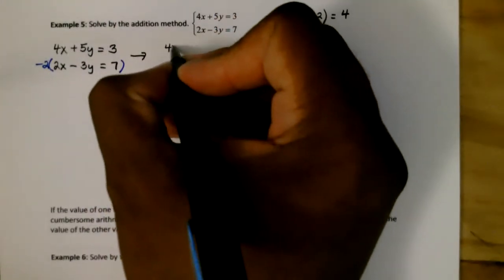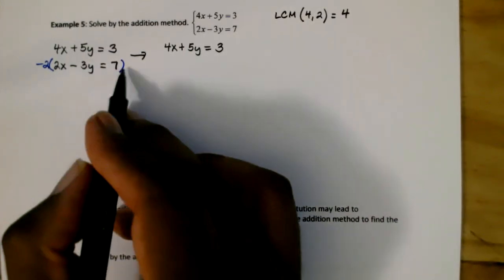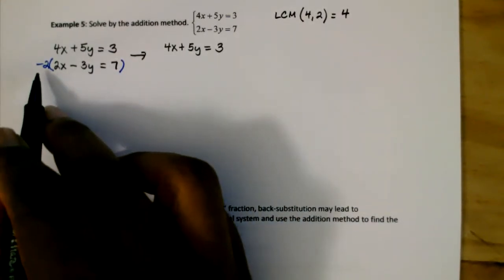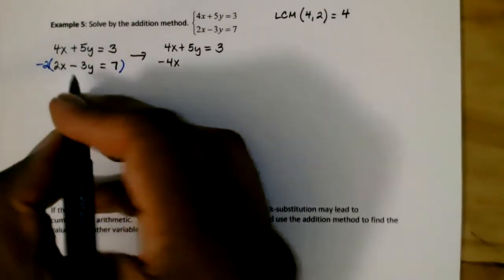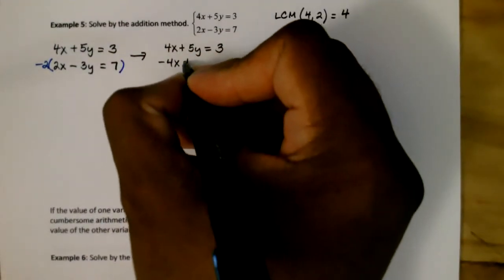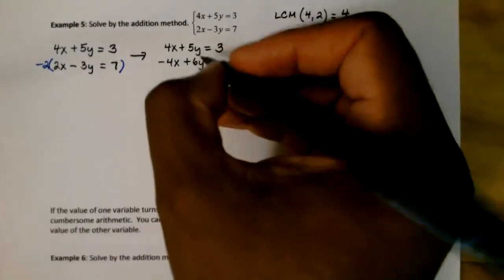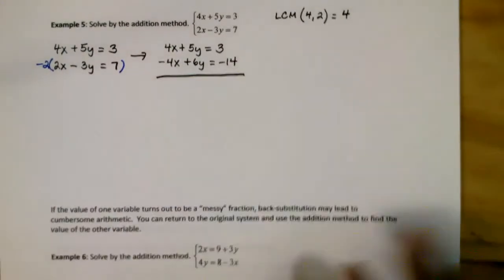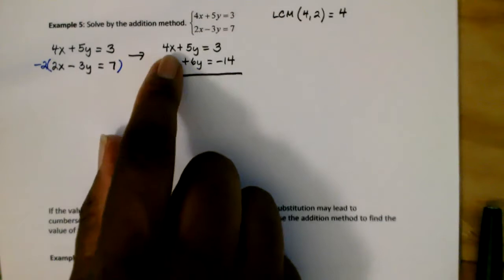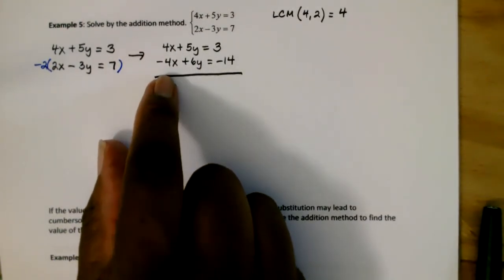I'm going to bring over the 4x plus 5y equals 3. But when I multiply all the way through by -2, this is what I have. -2 times 2x will be -4x. -2 times the minus 3y would be a plus 6y. And that's equal to -2 times 7 would be -14. Notice I have the opposites, positive 4x and negative 4x.